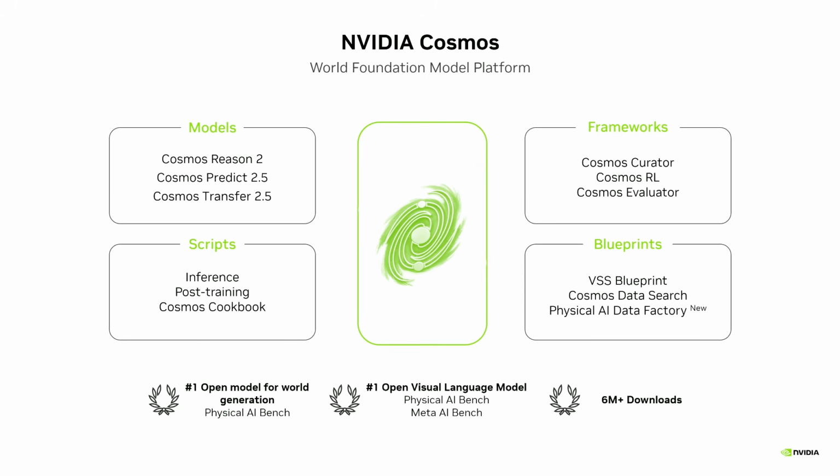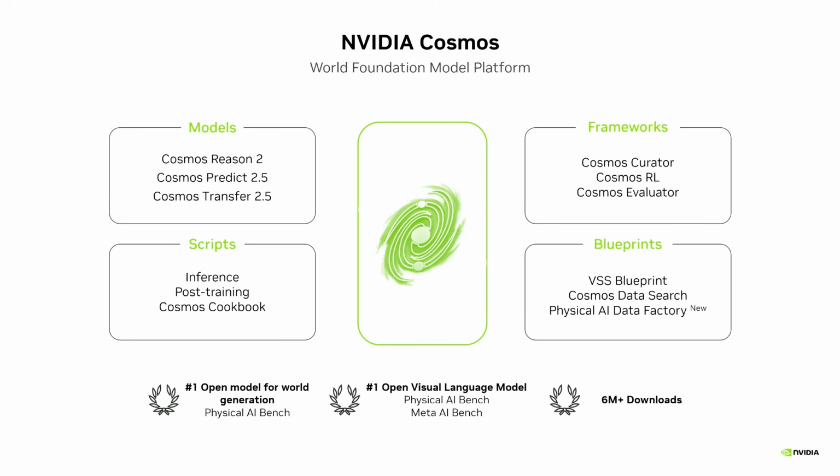We have scripts for inference and for post-training. We also have a Cosmos Cookbook to help you figure out how to use the models. We have a framework, Cosmos Curator, to help curate physical AI data to post-train the Cosmos models. We have a framework, Cosmos RL, to do RL post-training on top of Cosmos models. We also have Cosmos Evaluator to evaluate the quality of the post-trained Cosmos models.